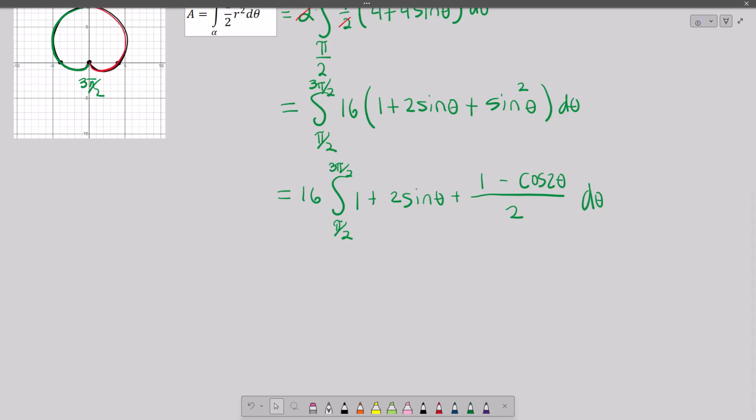We'll stop here. I'll just write out the integral. You know how to integrate this by now. I'll write it out though. And that will give us the area of the full cardioid because we doubled it. All right, let's stop there.